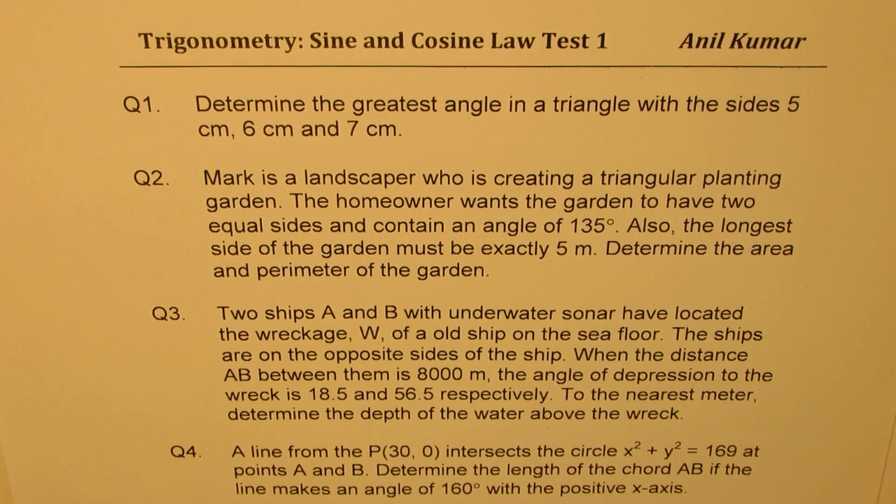Question number 3. 2 ships A and B with underwater sonar have located the wreckage W of an old ship on the sea floor. The ships are on the opposite side of the ship. When the distance AB between them is 8,000 meters, the angle of depression to the wreck is 18.5 and 56.5 respectively. To the nearest meter, determine the depth of water above the wreck.